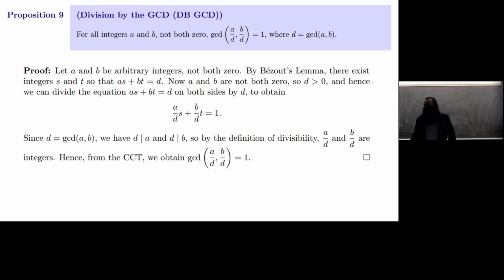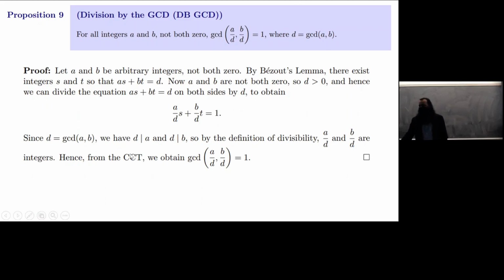A over the GCD and B over the GCD are coprime. So if I take A and B, I do the GCD of them, I call that D. A over D and B over D will be coprime. Why is that? How do we prove that? You have Bezout's lemma, which is AS plus BT equals 1. Yeah, so you have A over D S plus B over D T equals 1. When you want to prove a theorem about GCDs, it's often a good first choice to start with Bezout's identity.